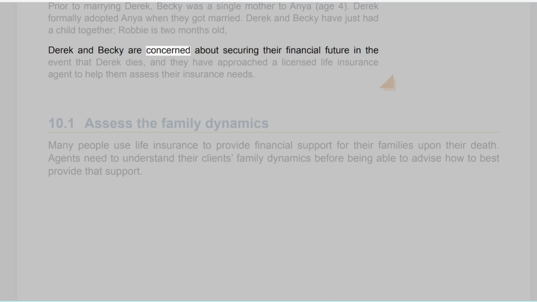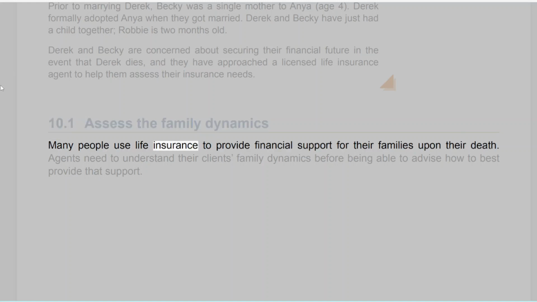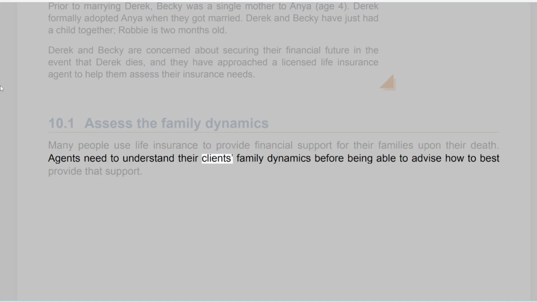Derek and Becky are concerned about securing their financial future in the event that Derek dies, and they have approached a licensed life insurance agent to help them assess their insurance needs. 10.1 Assess the family dynamics. Many people use life insurance to provide financial support for their families upon their death. Agents need to understand their clients' family dynamics before being able to advise how to best provide that support.